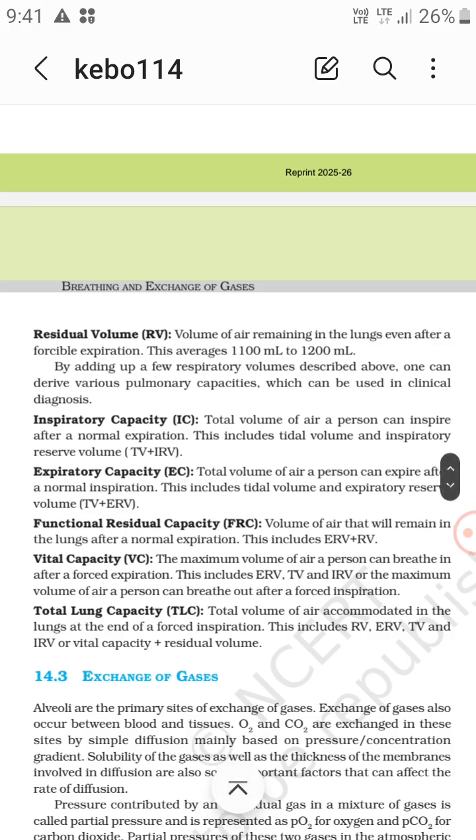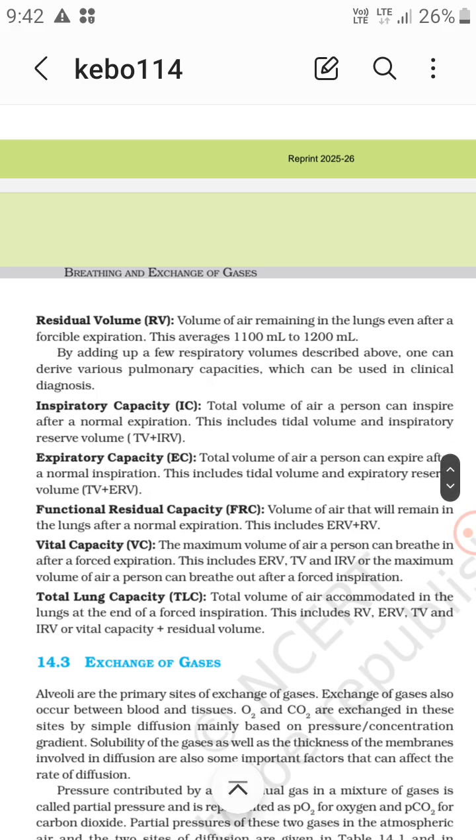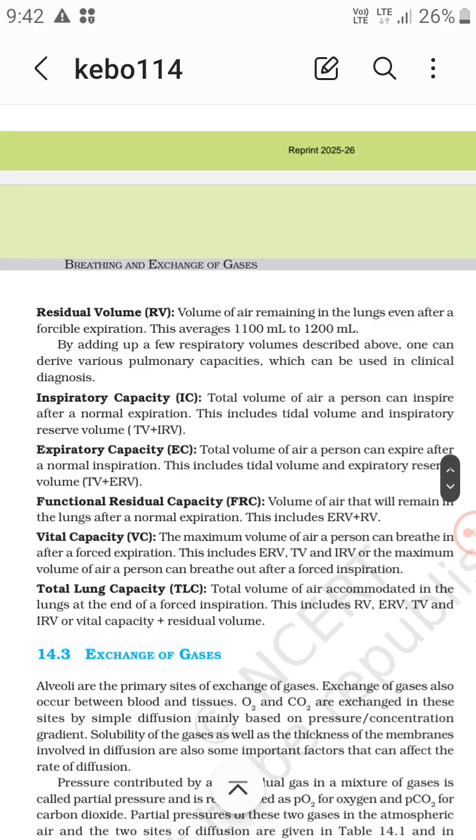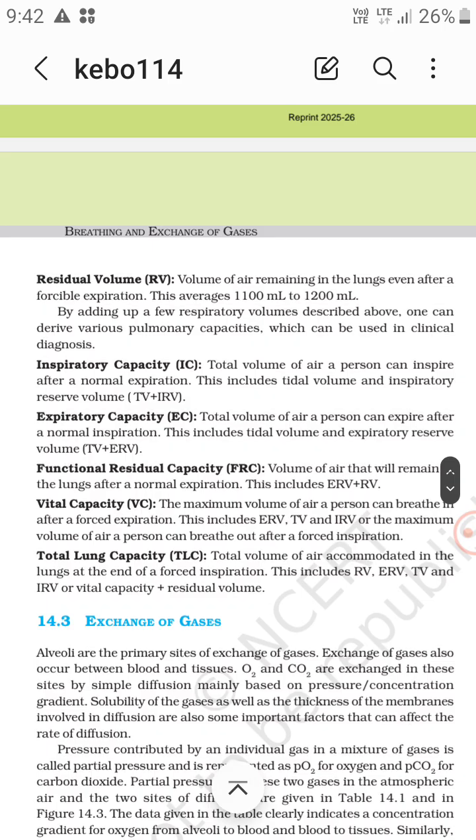Now by adding up a few respiratory volumes described above, one can derive various pulmonary capacities, which can be used in the clinical diagnosis.